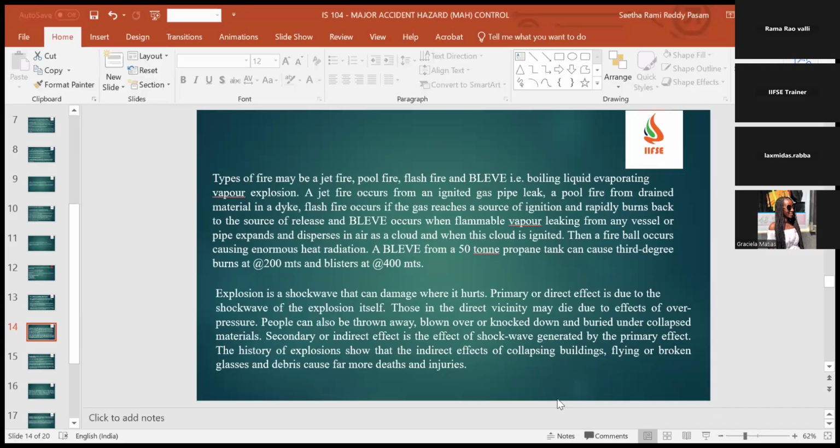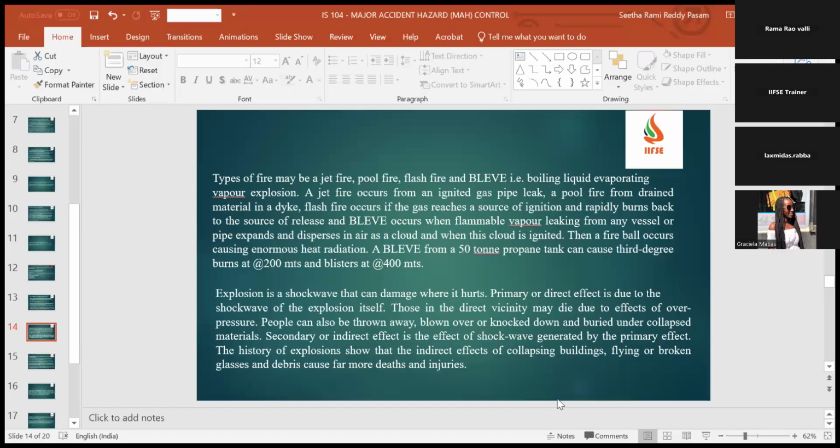A jet fire occurs from an injected gas pipe leak. So in case of any gas leak, like pinholes or sometimes from gas cuts, you will see a jet fire, like the burners used in welding or gas welding, or the gas burners used for some heating applications. Even in meat shops, they use a burner. That is a kind of jet fire.